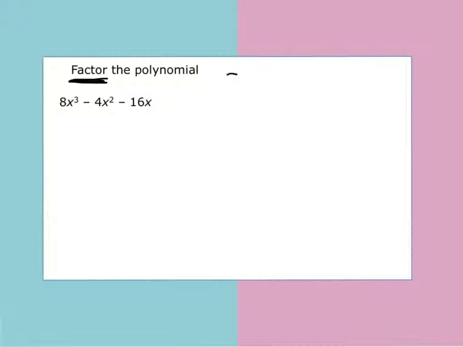So we're going to first look for the GCF of these three terms. We have three terms here. So let's first look at the numbers, right? We have 8, 4, and 16. What number is the highest number that can go into all three numbers evenly? Well, 8 can have 4 or 2, 4 can have 2 or 4, 16 can have 4 or 2 or 8, and the highest one that can go into all three evenly is 4. So that is the first part of our GCF, is 4.